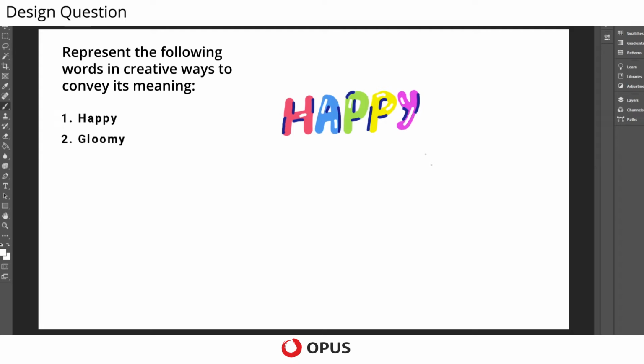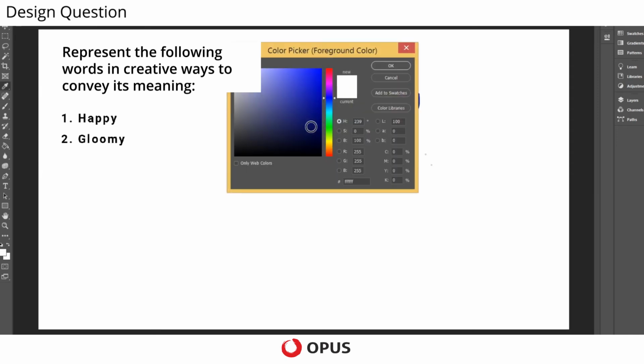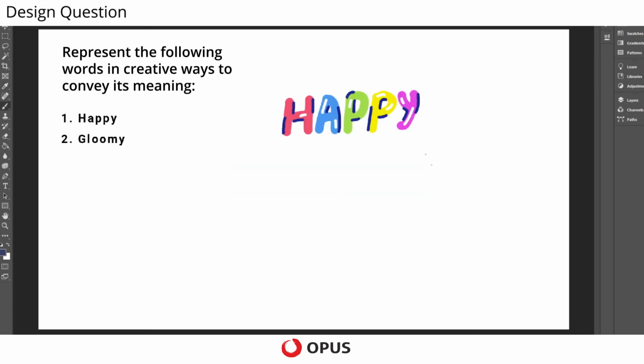All right, now if I consider the word gloomy. Let's select a darker color, a darker tone, which would go with the meaning of the word itself. And also we have to bring that feel of gloomy itself. So here my writing style would also be somewhat different.